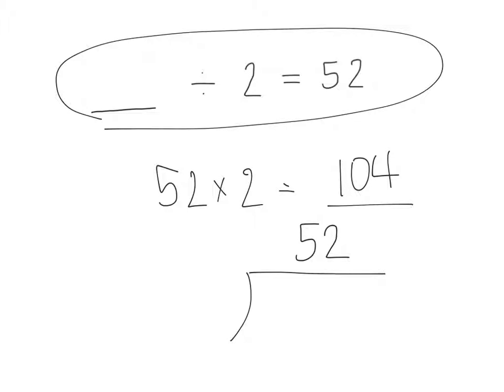Who's knocking on the door? What number? The 2. So what's missing? In the house. But now that we've done the inverse operation, we know who's in the house? 104.